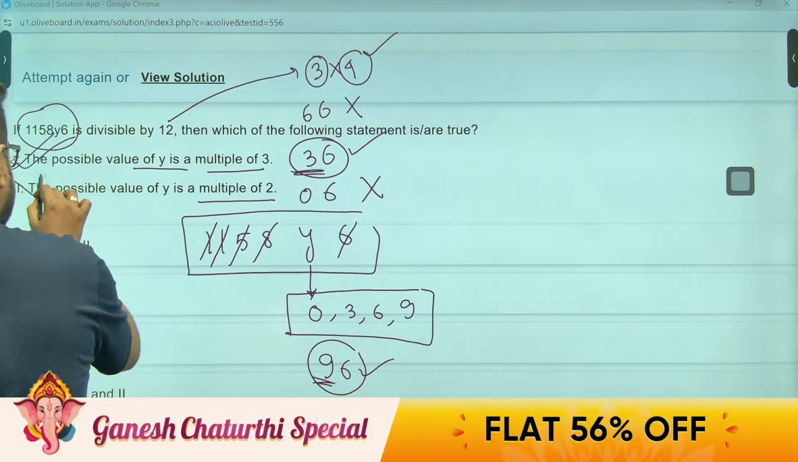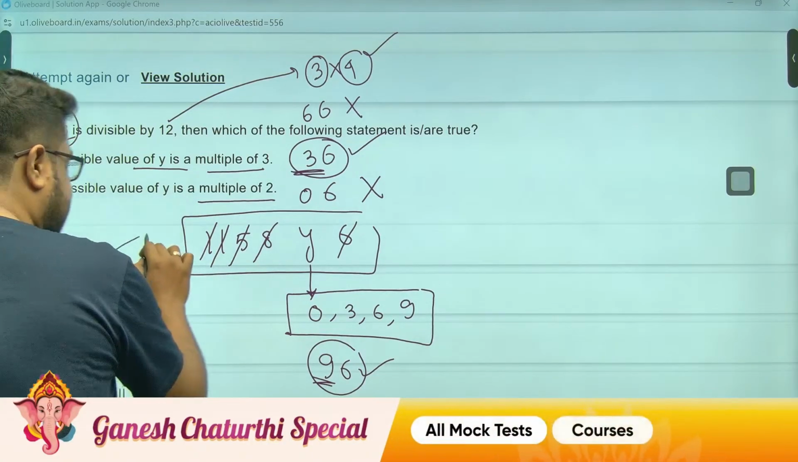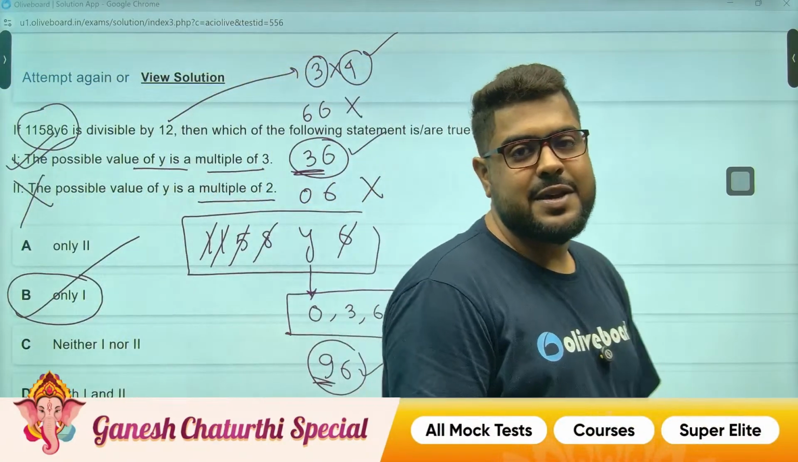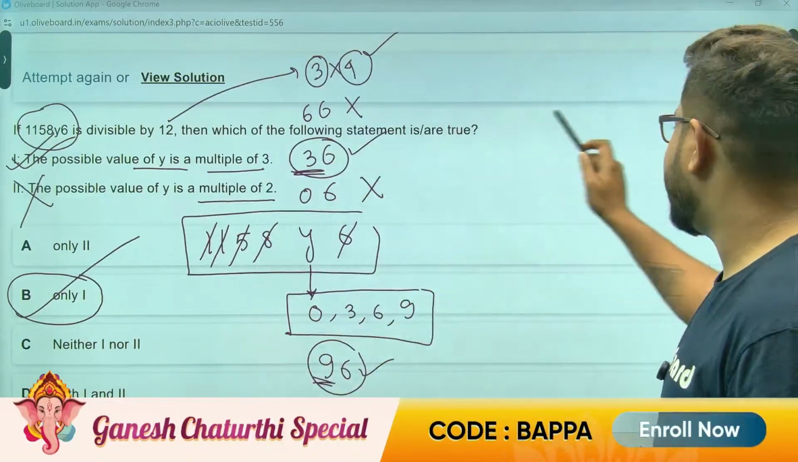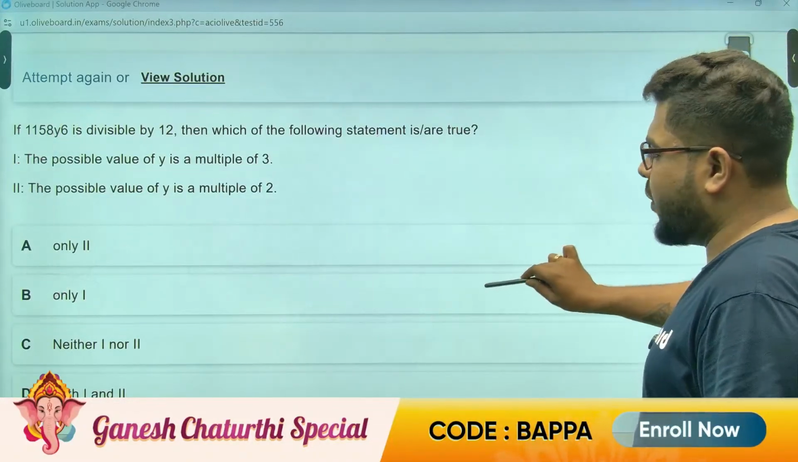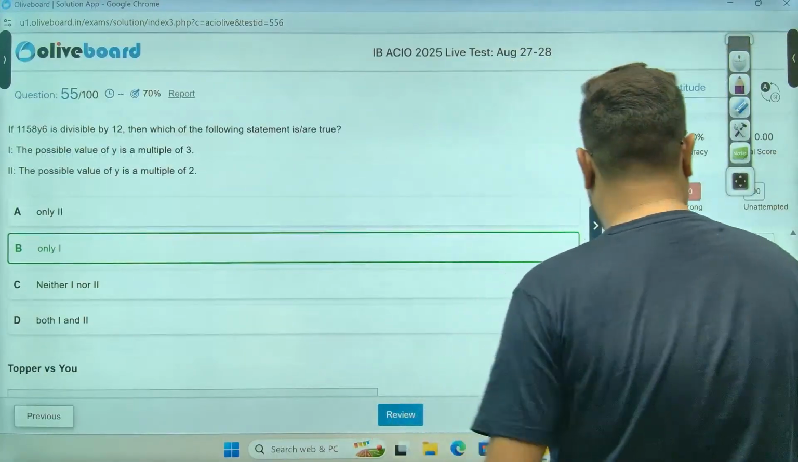Multiple of 2, sir, absolutely no. So only one, B is the correct answer. B is most definitely your correct answer. You see, a little logical, but again, not difficult. You cannot say it's difficult.